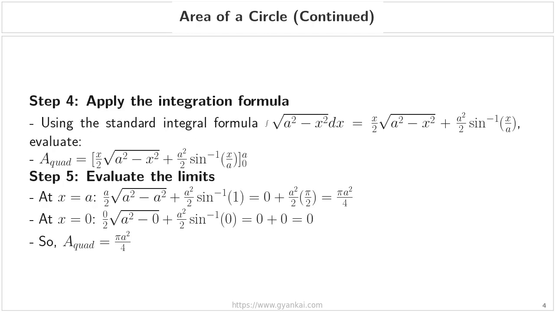Moving to step 5, we evaluate these limits. First, let's plug in the upper limit, where x equals a. When we substitute it into the formula, the first term becomes a over 2 times the square root of a squared minus a squared, which simplifies to 0.